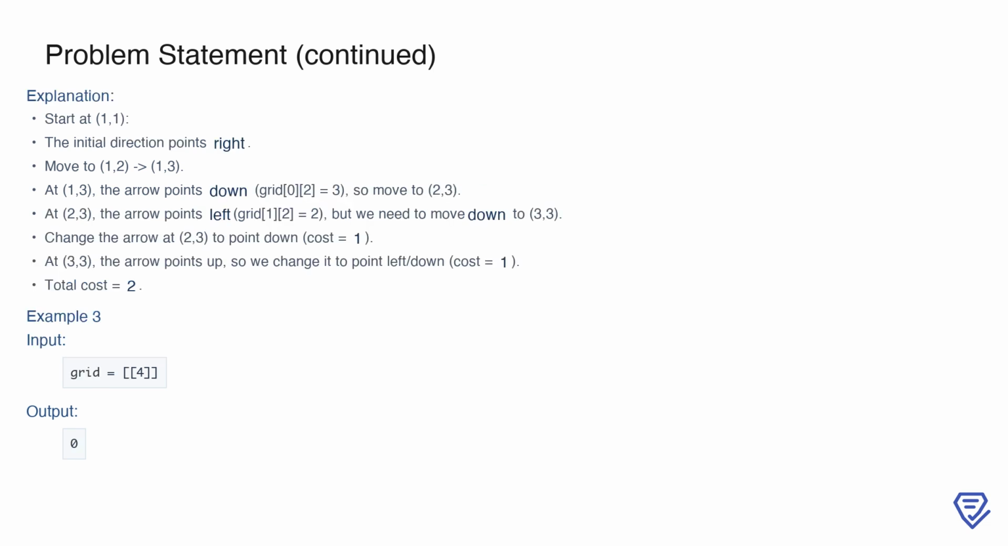For the third example, the grid contains only one cell. Since no movement is needed, there is no need to change any arrows, and the cost is simply 0. This illustrates the base case where the grid has a single cell, making the solution straightforward. Larger grids require a more calculated approach to minimize the cost, as we saw in the earlier examples.